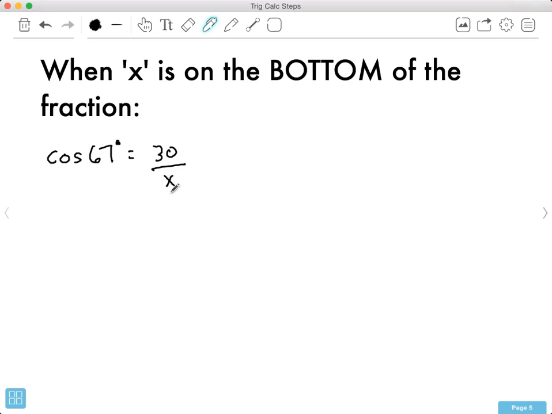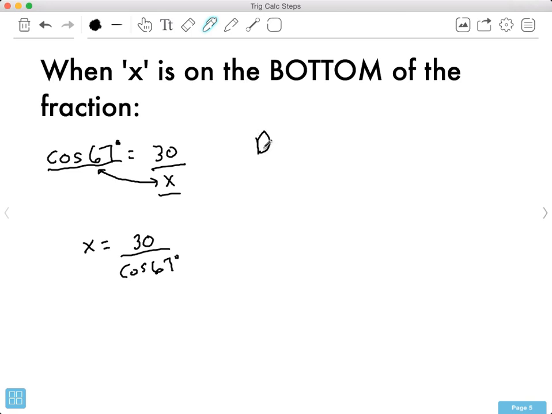When x is on the bottom, you still need to solve for x, but you can't have x on the bottom of a fraction to solve for it. You need to get it to the top. You can, in this case, just swap the x and the cos 67. This is mathematically valid. It's based in cross multiplication. So you get x equals 30 divided by cos 67 degrees. And now that you've isolated x, you're ready to type this into the calculator.